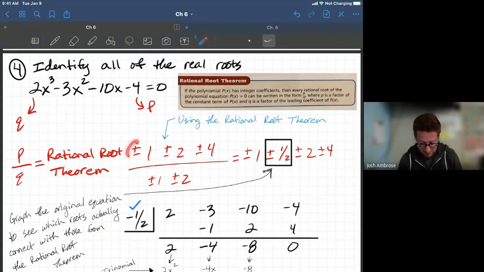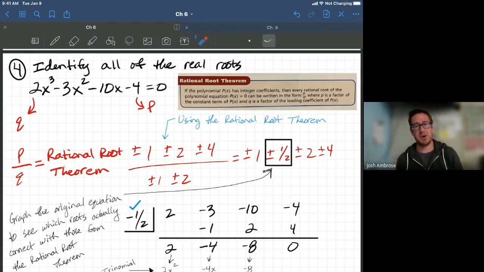And you'll notice we also have to put plus or minus with every single one of these because you don't know which one is getting used, so you have to put both options. And then Q, which is in the denominator, what are the factors of 2? It's simply plus or minus 1 and plus or minus 2.